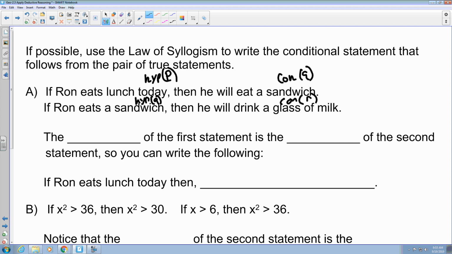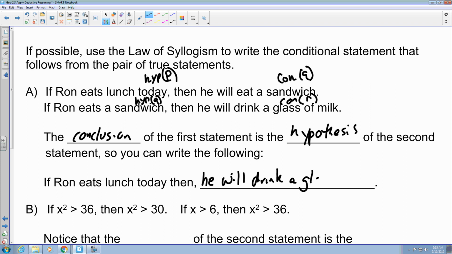Basically, the conclusion of the first statement is the hypothesis of the second statement. So now we can write the following: if Ron eats lunch today, then he will drink a glass of milk, using the hypothesis from the first statement and the conclusion from the second statement.